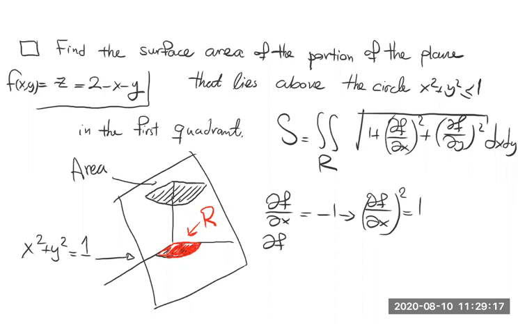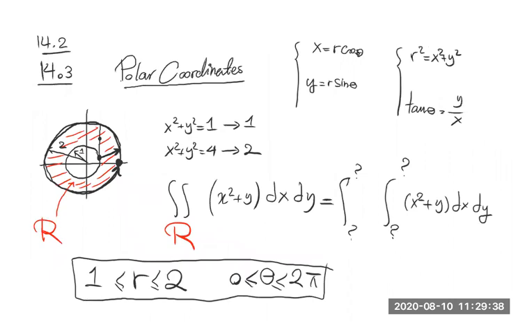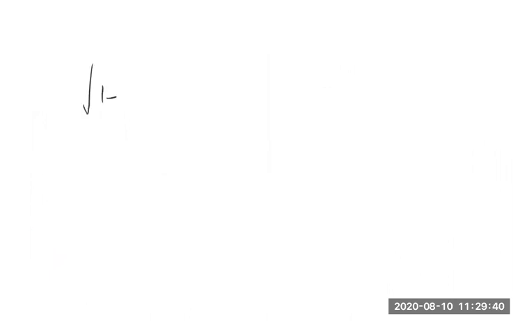What is the partial derivative of f with respect to y? Well, it's again -1. So the partial derivative of f with respect to y, squared, is equal to 1. Okay, so I should compute the double integral of 1 plus 1 plus 1 dx dy over this region.